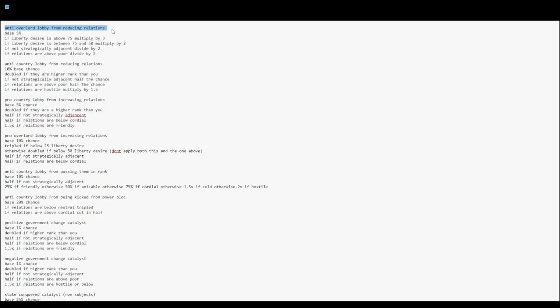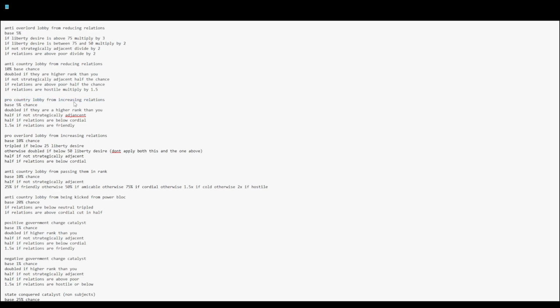Anti-country lobby from reducing relations. This has a base of 10%, doubled if they're a higher rank than you. If not strategically adjacent, half the chance. If relations are above poor, half the chance. If relations are hostile, multiply by 1.5.